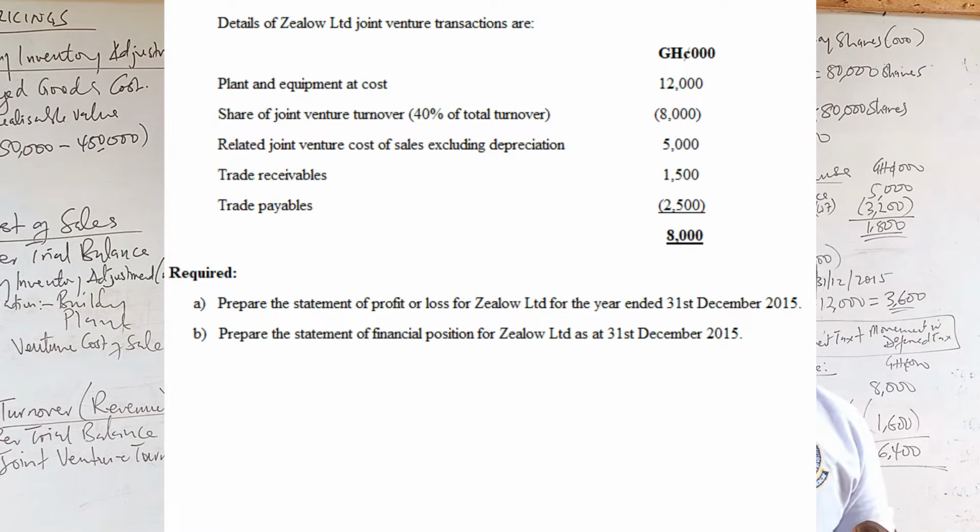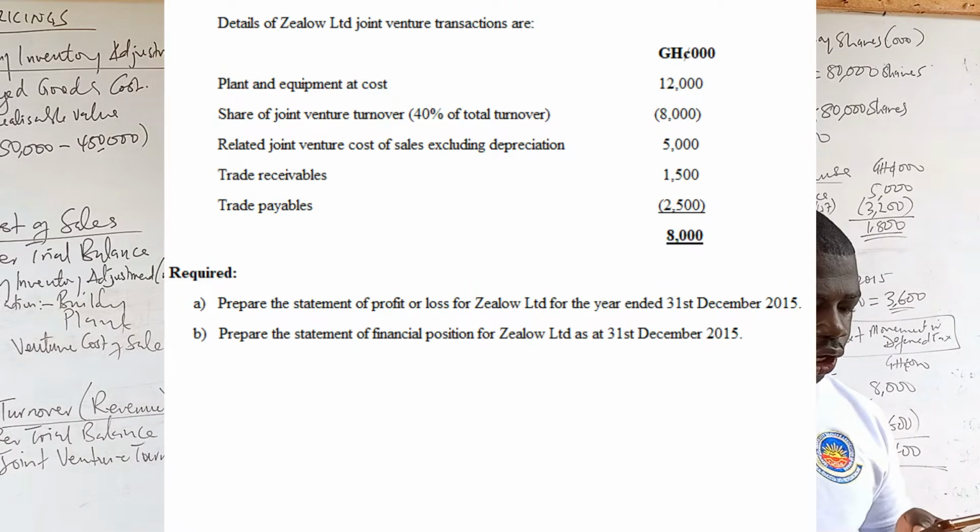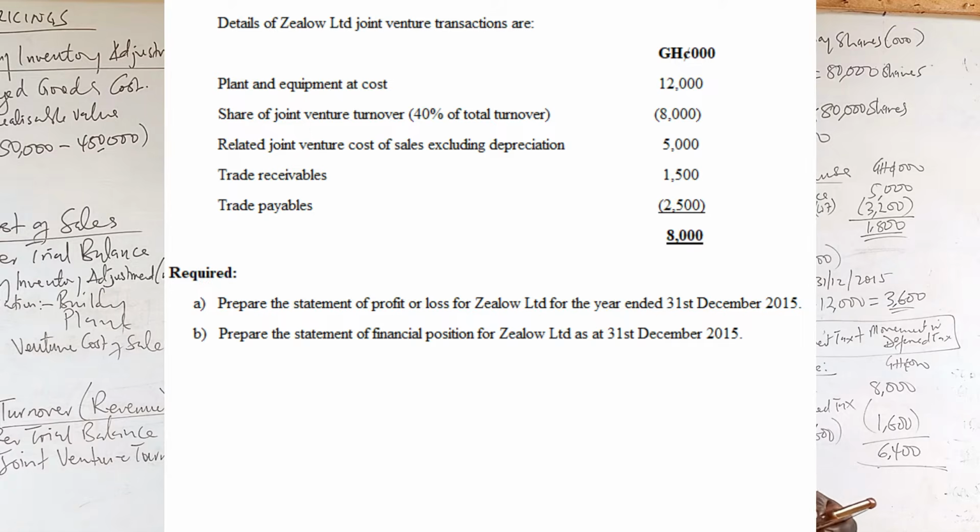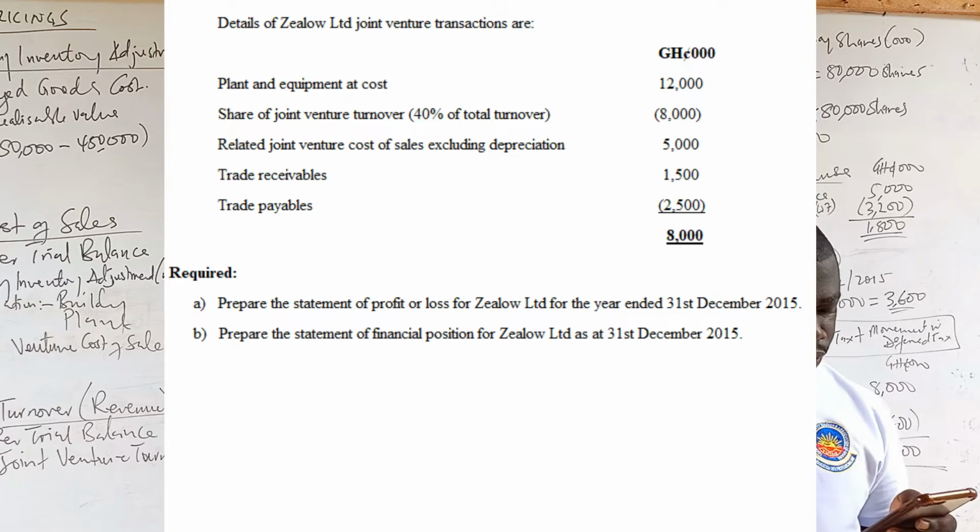Details of Zillow Limited joint venture transactions are as follows. So we have plant and equipment at cost, 12,000. We have already used that in the PPE. Share of joint ventures turnover, 8,000. We have already used that. Then share of joint ventures cost of sales, we have already used that.